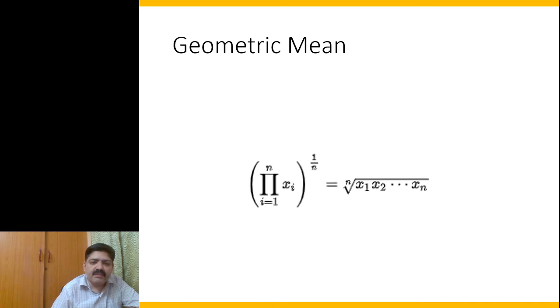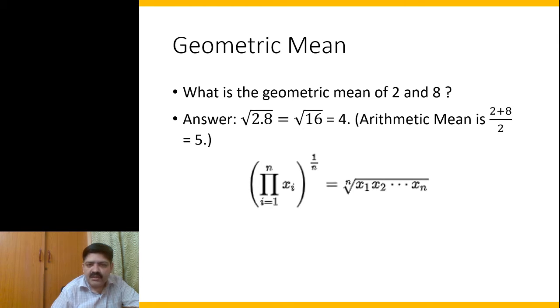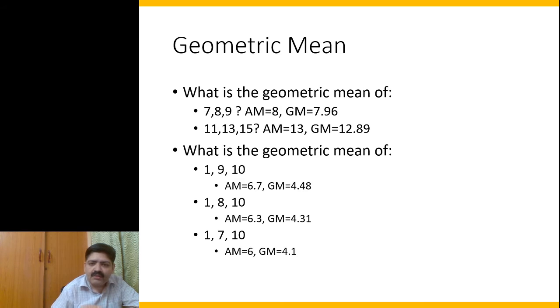Let's move on to geometric mean. So geometric mean is simply the nth root of the product of all the terms that I have. So the geometric mean of 2 and 8 would be under root of 2 times 8, which is 4. So now let's try to apply geometric mean to the same series. So I have 7, 8, 9. The arithmetic mean was 8, and the geometric mean would be 7.96. In this case, you can work it out. So 11, 13, 15 would give us a geometric mean of 12.89. So you can notice that geometric mean is a little more conservative than the arithmetic mean.